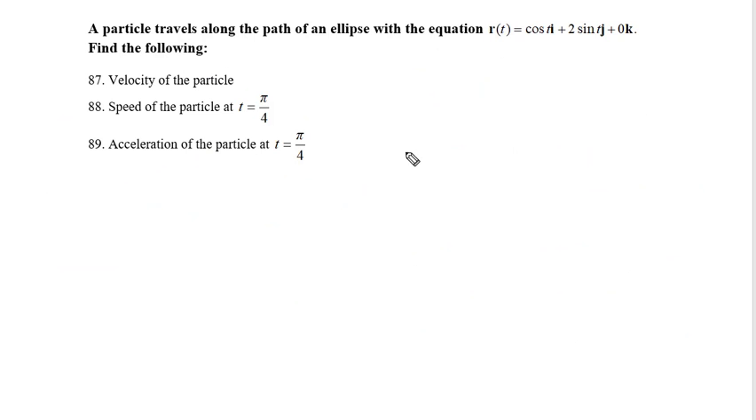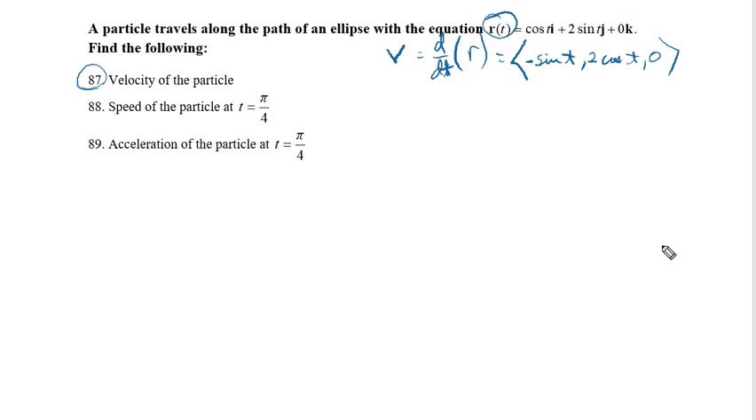So in this one, we are given the position. To find the velocity in number 87, we need to do the derivative of the position. So we do the derivative of cosine t, which would be a negative sine t. We do the derivative of 2 sine t, which would be 2 cosine t. And we do the derivative of 0, which is still 0. So there is our velocity function.